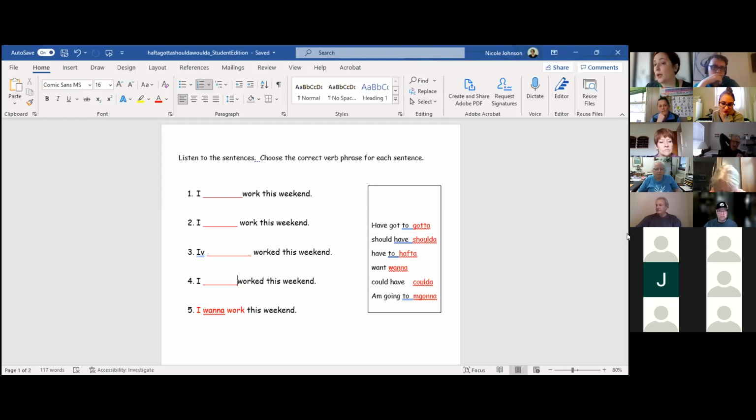So that's one way that you can do it. First, you have to teach them what it is that we're actually saying. So you're going to write all those out. I have got to work this weekend. And then you're going to say it, I have to work this weekend. And they're going to hear that and be surprised that that's what you're actually saying. So that is one way that you can do that.